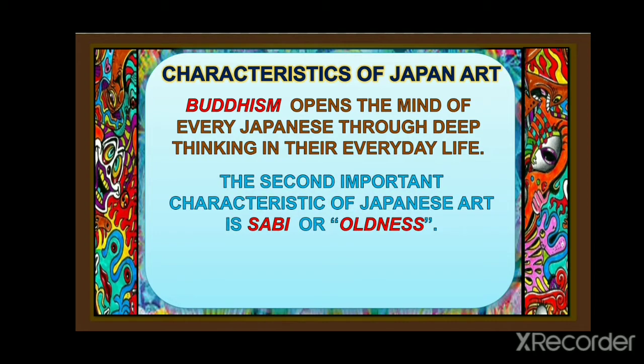And the second important characteristic of Japanese art is sabi or oldness. Because for the Japanese, a thing must be able to express history or the passing of time. And there are other different arts that began in Japan and are now being practiced in some countries.